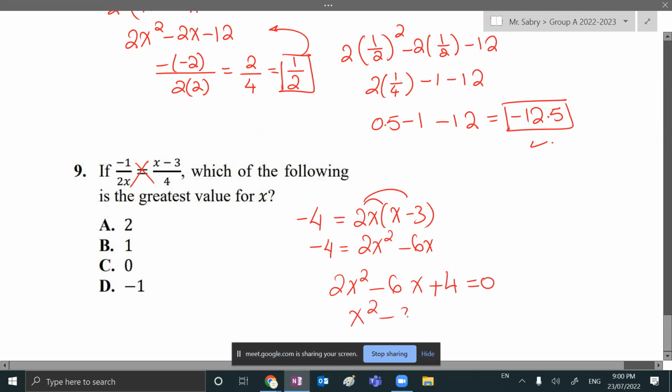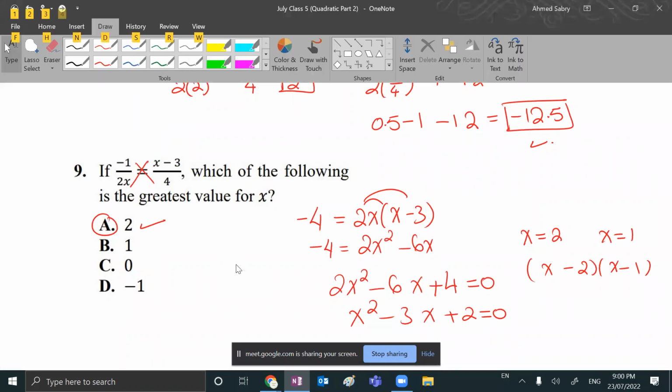Divide the whole thing by 2. This will get you to 2 brackets, 2 and 1. This one is negative and this one is negative as well. So that would get you x equals 2 and x equals 1. The greatest value of x is just 2. This is an easy one, I believe so. No tricks here, nothing like that.